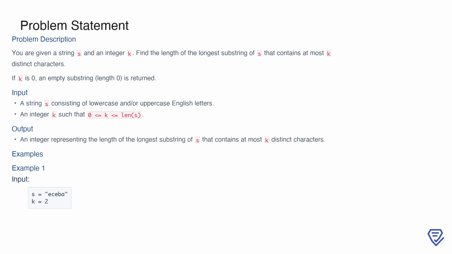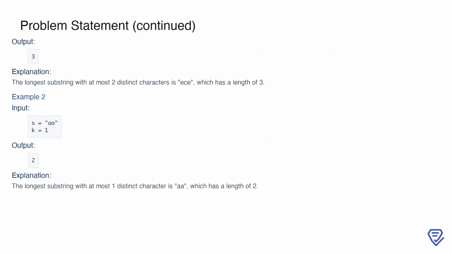For example, if S is "ECEBA" and k is 2, we need to find the longest substring of S that includes at most 2 distinct characters. For the input S equals "ECEBA" and k equals 2, the output is 3. This is because the longest substring with at most 2 distinct characters is "ECE", which has a length of 3. Another example is when S equals "AA" and k equals 1. Here, the output is 2, as the substring "AA" contains only one distinct character and is the longest possible substring meeting the condition. These examples demonstrate how the value of k directly impacts the allowable characters in the substring and, consequently, the length of the result.